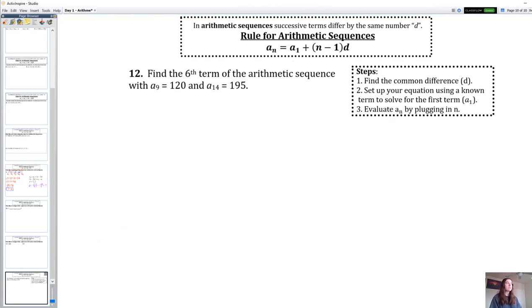In this example, we need to find the 6th term of the arithmetic sequence, but we are given a sub 9 and a sub 14. We don't know a sub 1. But we're still going to use the same idea that we just learned to figure out what our value of D is, and then we're just going to work backwards from a sub 9 to get to a sub 6. So first, I'm just going to draw a whole bunch of blanks and fill in the blanks that I know. So I get up to a sub 14, so let's draw 14 blanks.